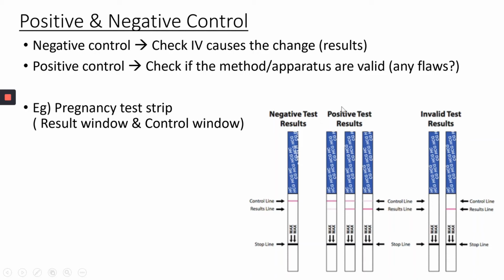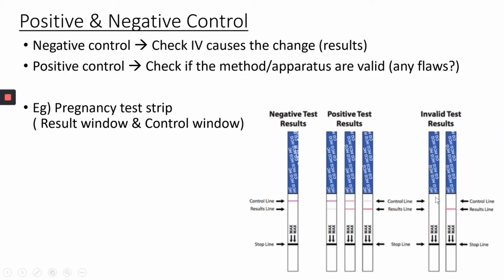Next one, positive test result. For a positive test result, you will see two bands: one is the band for the control line, and another band shows whether the test is positive or negative for pregnancy. In this case, for the positive test result, you can see that the person is pregnant. Now this is the invalid test result. If you see that the pregnancy test strip has no band at all, that means we cannot be sure this pregnancy test strip is still working.